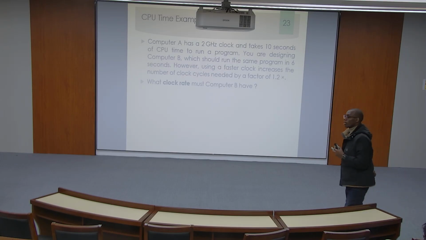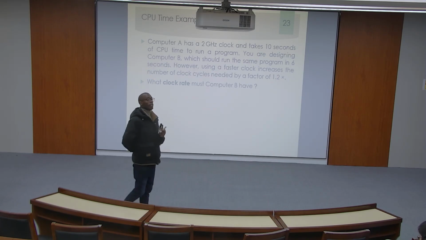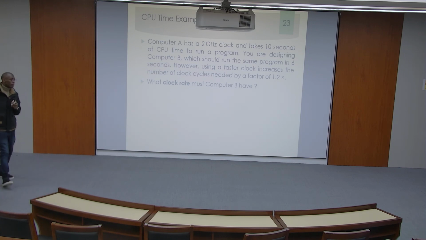What is the clock rate for computer B? 4 gigahertz. How did you find it? Now, we know that computer A has a clock rate of 2 gigahertz, and it takes 10 seconds of CPU time to run a program. And we want a computer B, which can run the same program in only 6 seconds. But we know that a fast clock increases the number of clock cycles needed by a factor of 1.2.